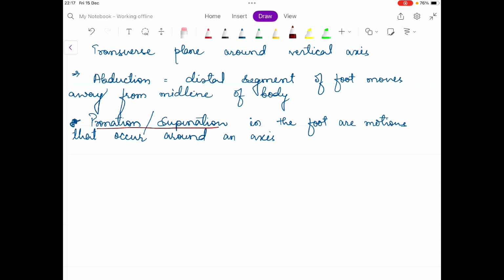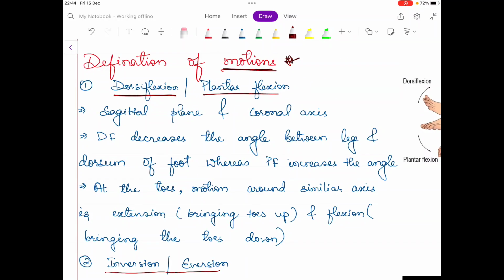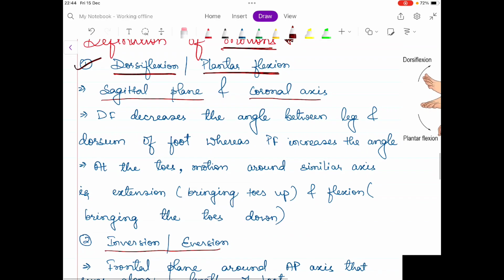We will talk about the axis and the plane. Since it is a combination of movements, it will occur in different axes, more than one axis. So it is a multi-axial motion. Now let's talk about our first movement, which is dorsiflexion and plantar flexion. Dorsiflexion and plantar flexion movements occur in the sagittal plane and coronal axis. The concept of plane and axis, I have already made a separate video on it. You will find that video in my biomechanics playlist.